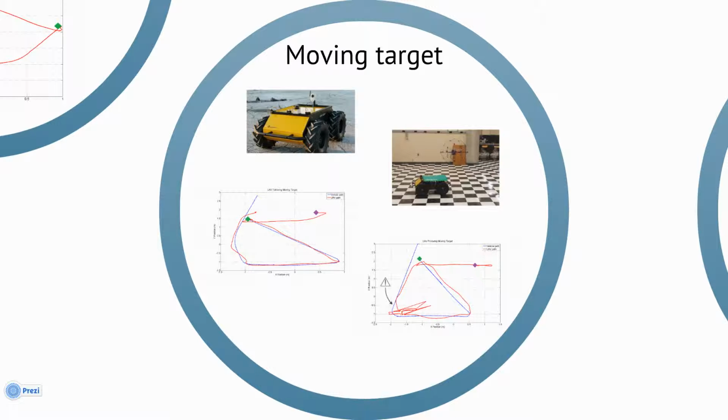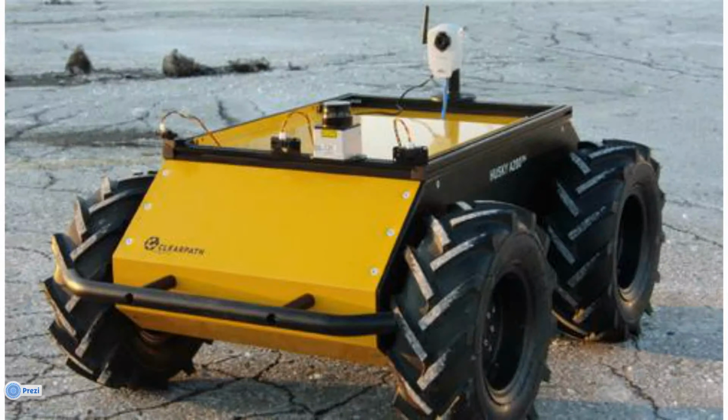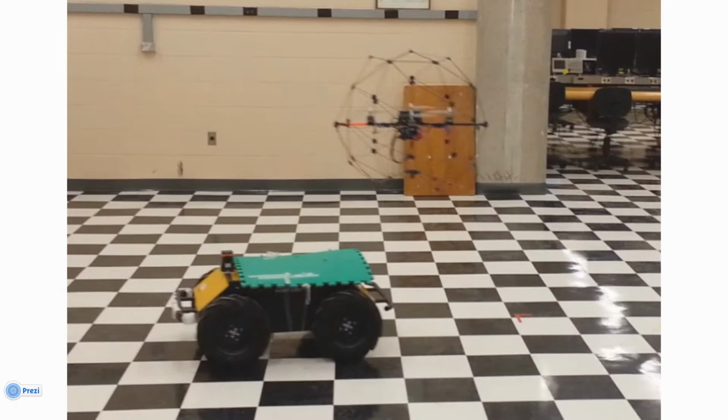If we look at the moving target now, what we've done here is we've taken a Husky robot by Clearpath Robotics, and this is in our lab environment. And we've used this as the moving target. So this represents kind of your haul truck or your LHD moving around the area. So here we took a snapshot of the actual test.